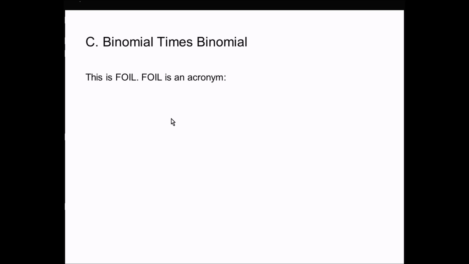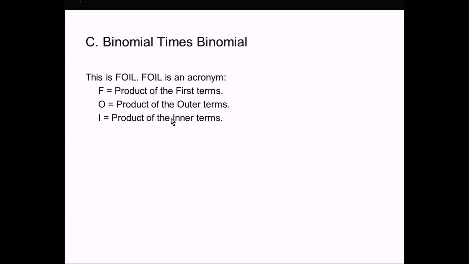FOIL is an acronym. The F stands for product of the first terms. O is equal to product of outer terms. I is equal to product of the inner terms. L is product of last terms. So it's first, outer, inner, last. And in that order. First, outer, inner, last. It's not first, last, outer, inner. It's first, outer, inner, last.